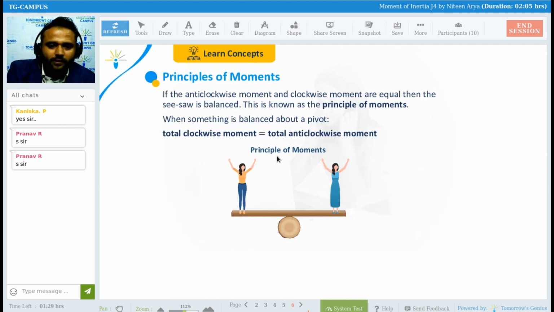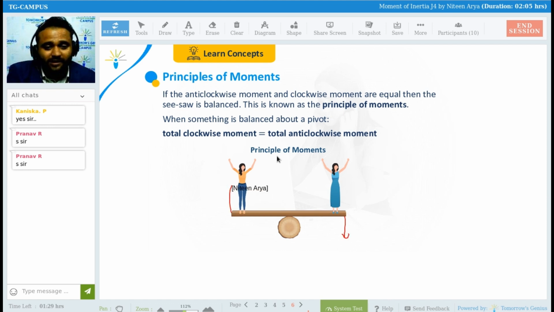So this is the principle of moments. If the anti-clockwise moment and the clockwise moment are equal, the seesaw is balanced, and this is known as the principle of moments, or the equilibrium of a rigid body. It means the net moment is going to be zero. When something is balanced about a pivot, the total clockwise moment equals the total anti-clockwise moment. Moment is again the torque.